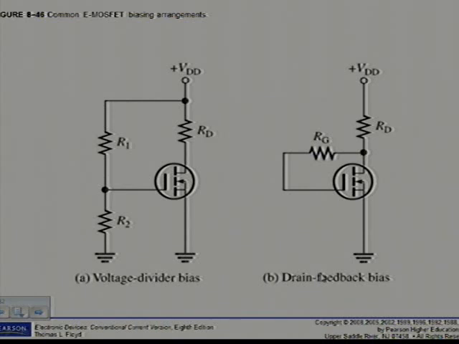Section 8.7, MOSFET biasing. There are three ways to bias a MOSFET, called zero bias, voltage divider bias, and drain feedback bias.